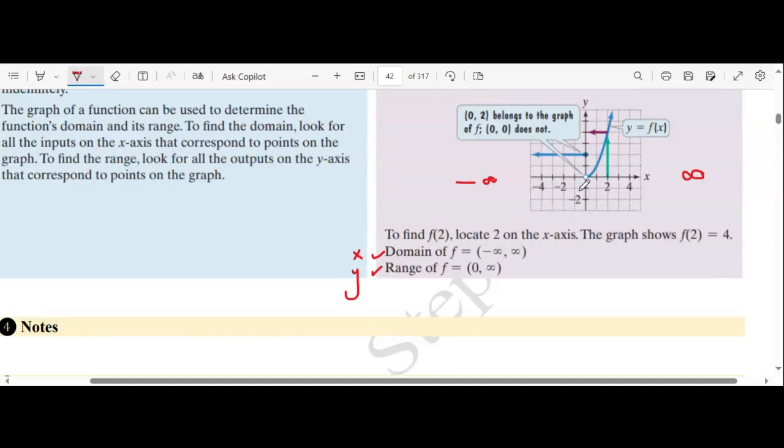Now what about the range? Range is y. Where do you start the y? Is it open or closed? Open. So in this case, we'll say open parenthesis 0, comma, where is it going? To infinity. Is this clear?